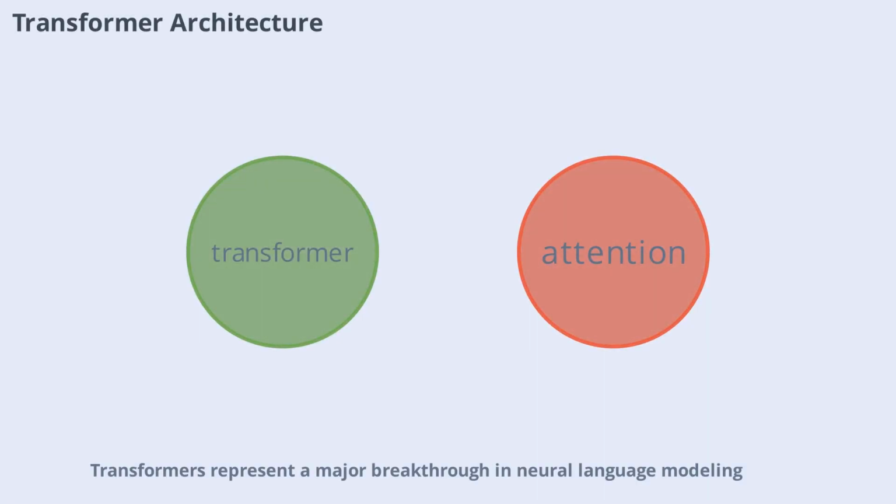Transformers represent a major breakthrough in neural language modeling. Unlike RNNs and LSTMs, transformers use attention mechanisms to process all parts of a sequence simultaneously. This allows them to capture complex relationships and context more efficiently.